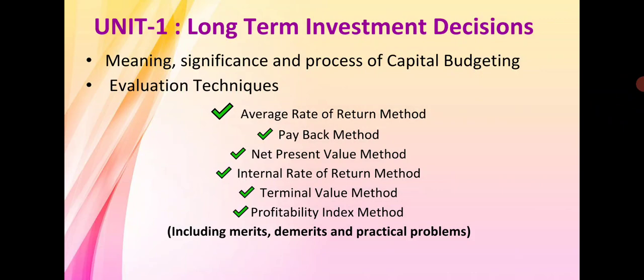The first one is average rate of return method. Second one is payback method. Third one is net present value method. Fourth one is internal rate of return method. Fifth one is terminal value method. And the last one is profitability index method.